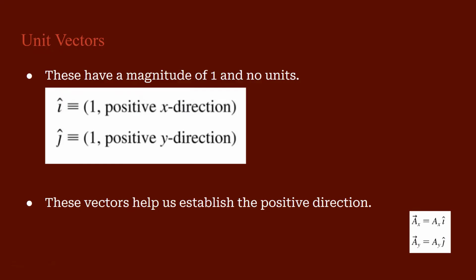And you can see the two representations. If we're talking about a unit vector in the x direction, it's labeled as i hat, and then j hat for the y direction. So that's always how it is. The purpose of these is it's going to help us establish the positive direction, and it will make more sense when you look at examples. But these are not involved in kinematic equations.